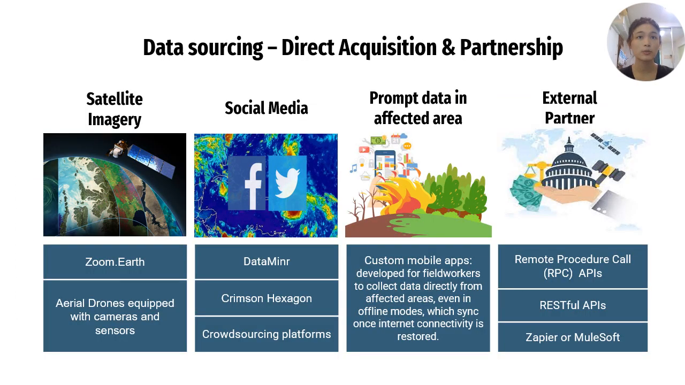NGOs have different kinds of ways to collect data. They can collect them by themselves, such as the satellite image data through aerial drones equipped with cameras and sensors, or the social media data by using professional social media analyst tools such as DataMiner, Crimson Hexagon, or crowdsourcing platforms. And they can prompt data in the affected area by setting up custom mobile applications for all the people entering the affected area so that they can automatically become the delivery of data points.